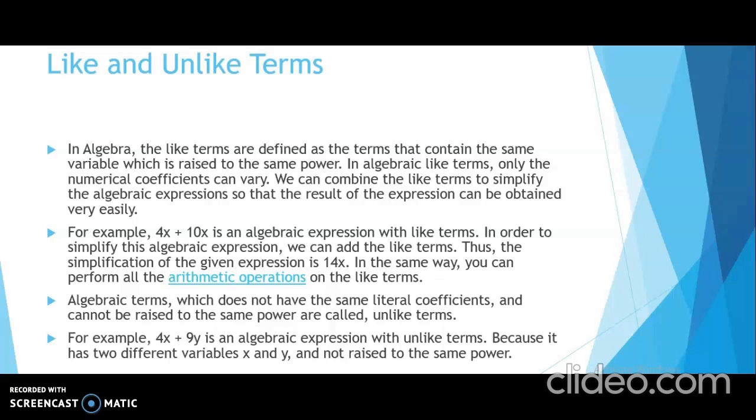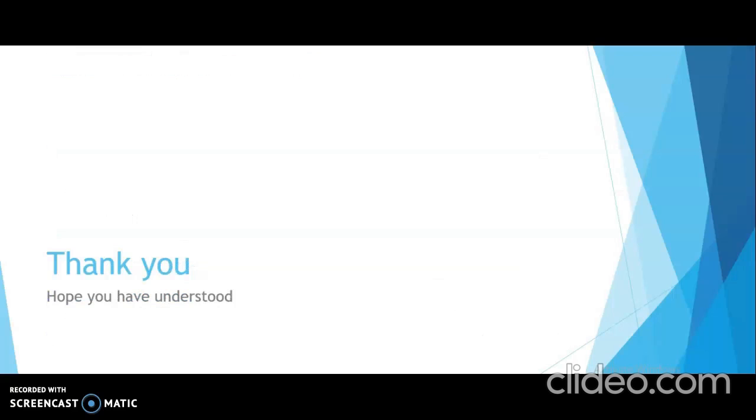Okay, algebraic terms which do not have the same literal coefficients and cannot be raised to the same power are called unlike terms. For example, 4x plus 9y is an algebraic expression with unlike terms, because it has two different variables x and y, it cannot be raised to the same power and it is difficult to perform arithmetic operations on them. So how to subtract, add and all, we will discuss later on. I hope you understood. Thank you.